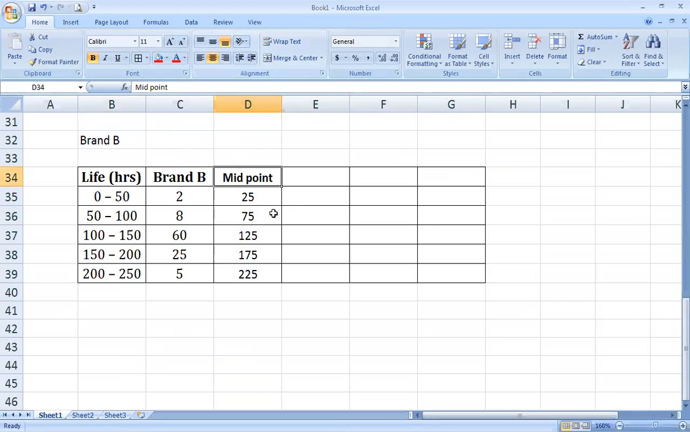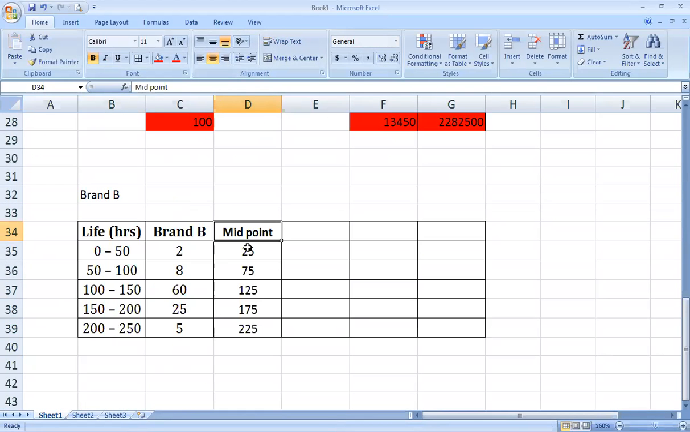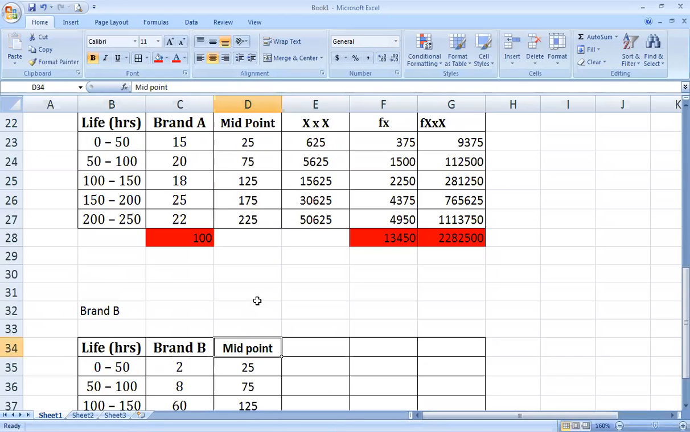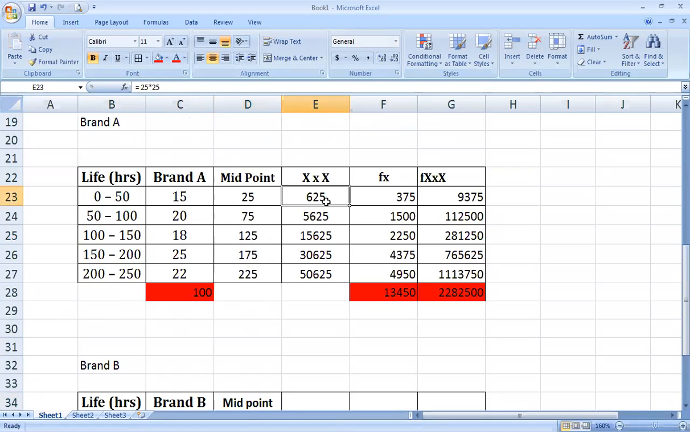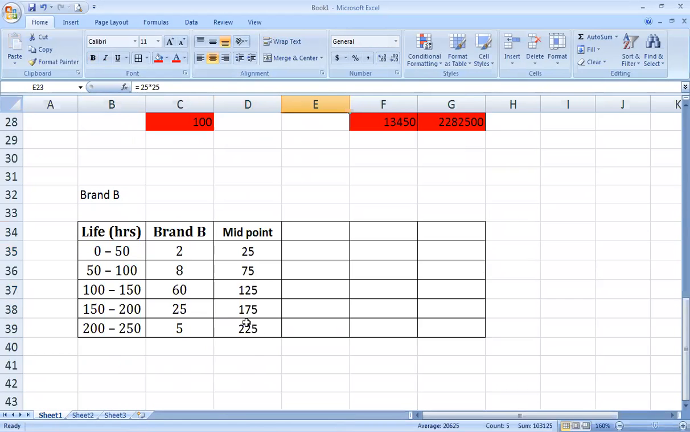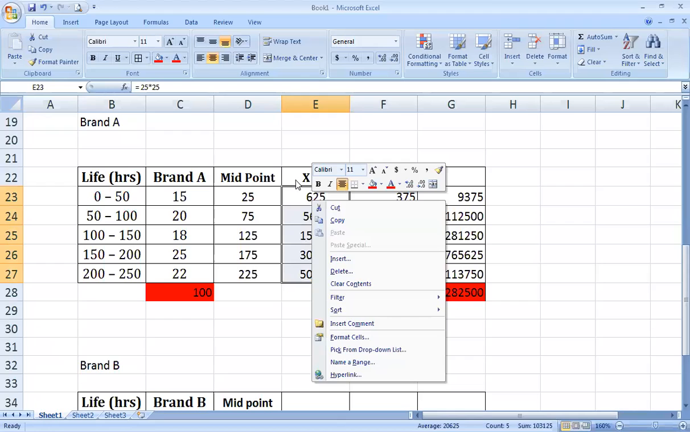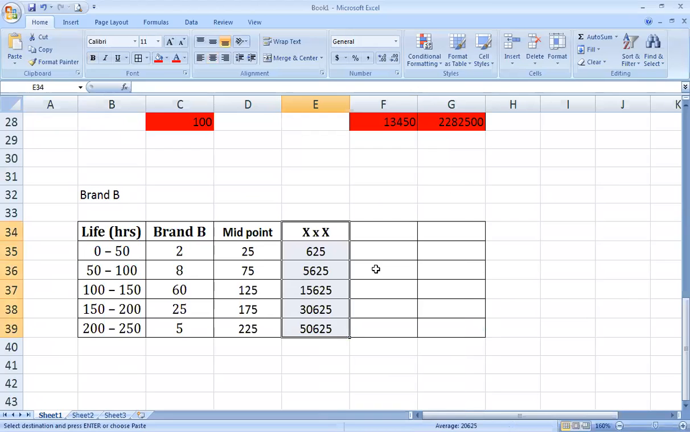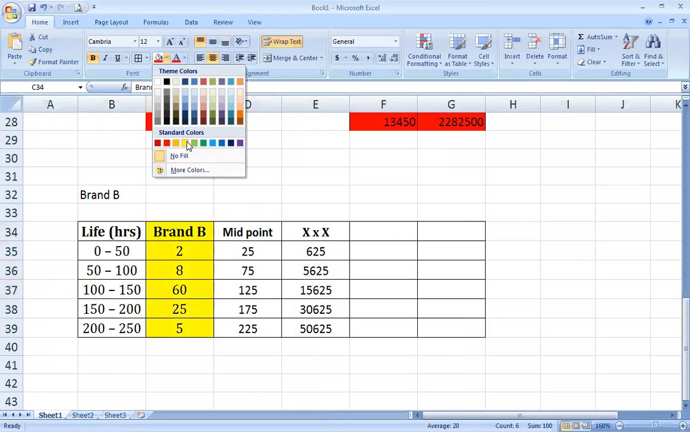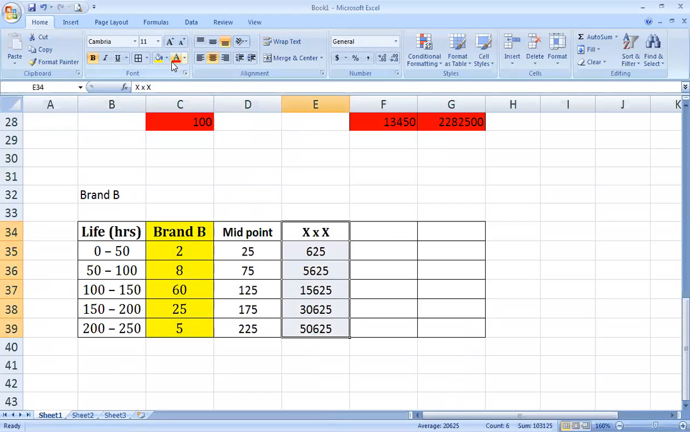Now we need to find x square. So this is our x, and we need to find x square. We already found x square, it is here, right? This is our midpoint, and our x square value is the same as what we have found already, we are just copying that same value. So this is our f and this is our x square. Now we are going to identify f into x square values.